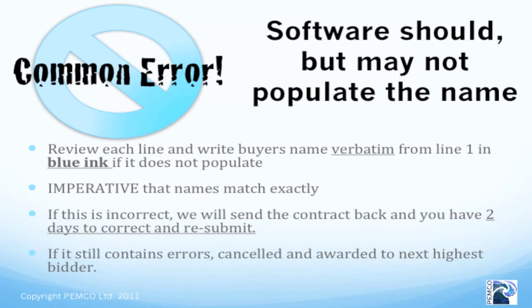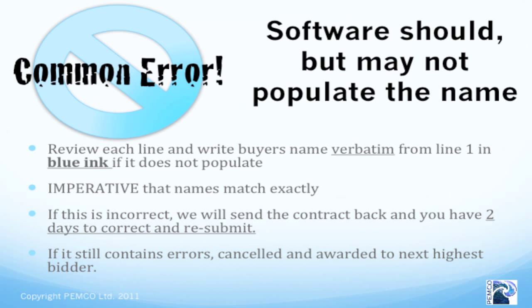Our contracts department has discovered that the HUDHomestore.com software currently has a slight glitch that results in line 2 being left blank after printing. If you're not reviewing the contract lines that HUDHomestore.com fills in for you, it's an easy error to miss. To avoid this error altogether, after printing of course, make sure you review every line on the page. And if line 2 is in fact found to be blank, please just write your buyer's name verbatim from line 1. In blue ink, always in blue ink.